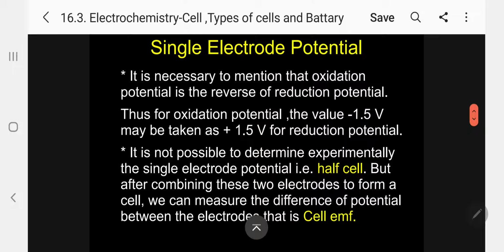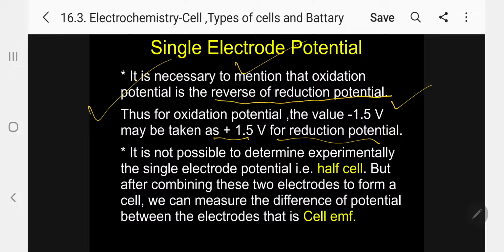Now, further information regarding single electrode. It is necessary to mention that oxidation potential is the reverse of reduction potential. Please note, if you know the value of oxidation potential, we know the reduction potential. If you know the reduction potential, we know the opposite, the oxidation potential. Just reverse the sign. Thus, an oxidation potential of minus 1.5 volt may be taken as plus 1.5 for reduction. Suppose for oxidation is minus 1.5 volt, reduction will be plus 1.5. Simply change the sign. It is easy.